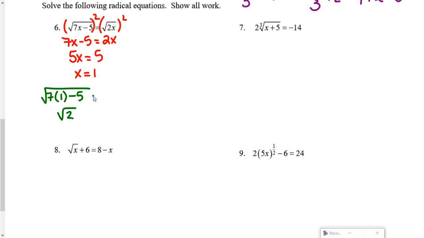That's the square root of 2. On the right side, I have the square root of 2 times 1. That's also the square root of 2. So this looks like a good answer. I don't have to cross that out or anything.